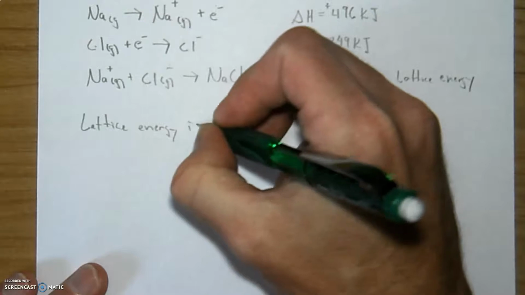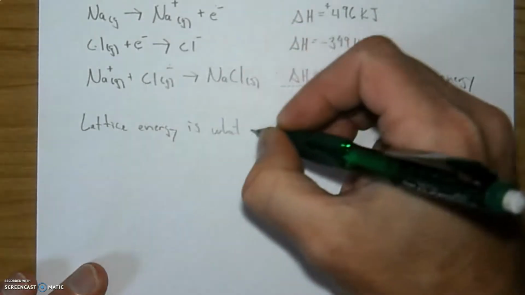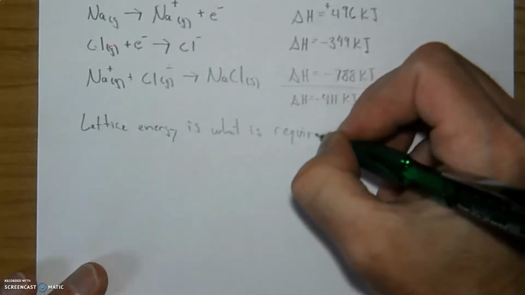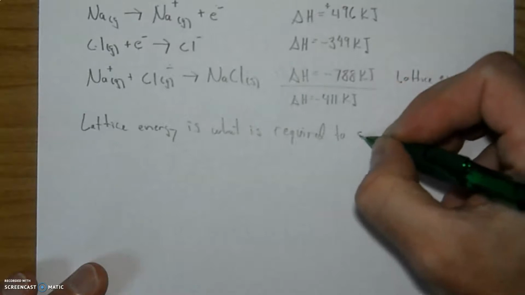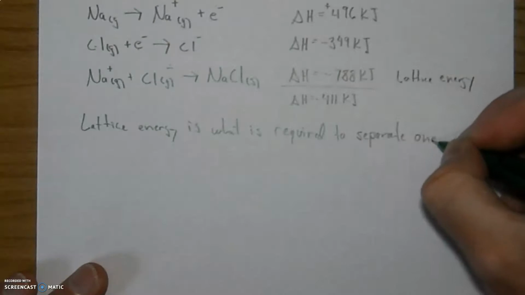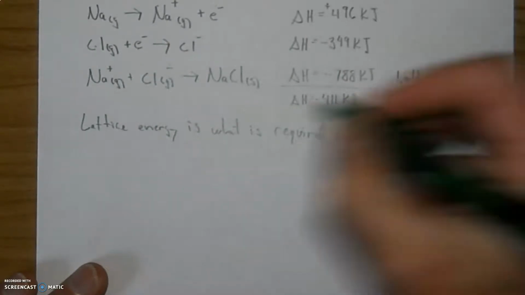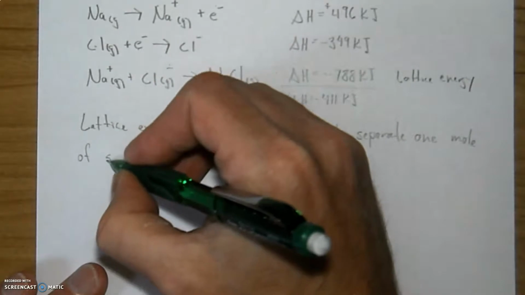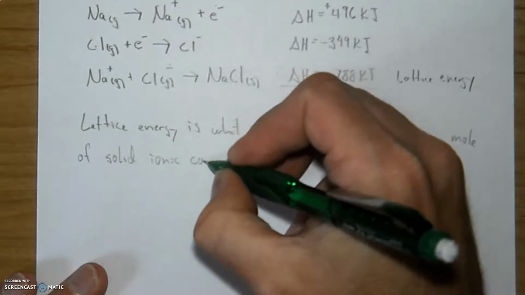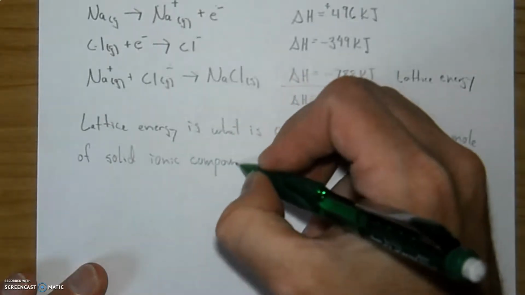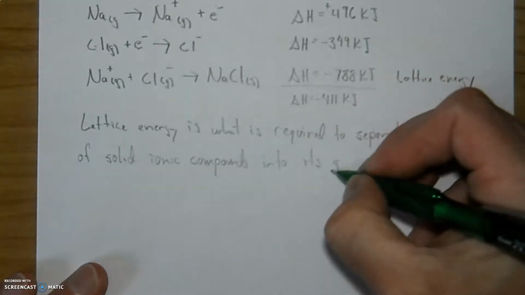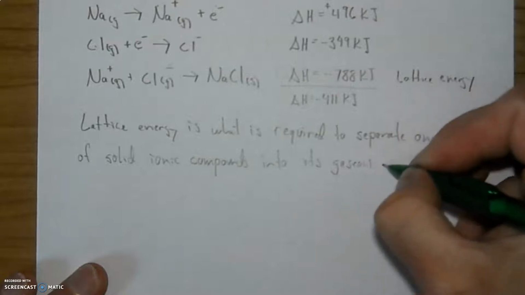Lattice energy is what is required to separate 1 mole of solid ionic compounds into its gaseous ions.